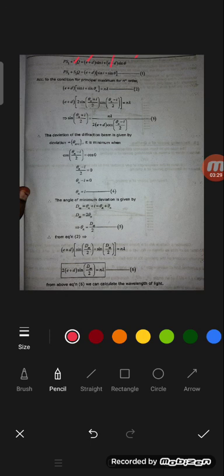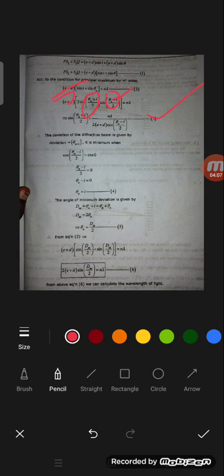Now take the condition for the principal maxima of the nth order: (e plus d)(sine i plus sine theta n) is equal to n lambda. Using the formula sine A plus sine B equals 2 sine of (A plus B) by 2 into cos of (A minus B) by 2, this splitting gives 2 sine of (theta n plus i) by 2 cos of (theta n minus i) by 2 equal to n lambda by (e plus d). Take these two terms into the denominator.